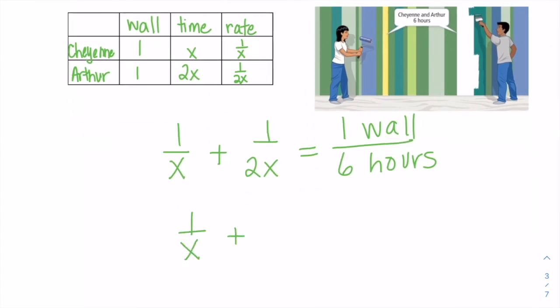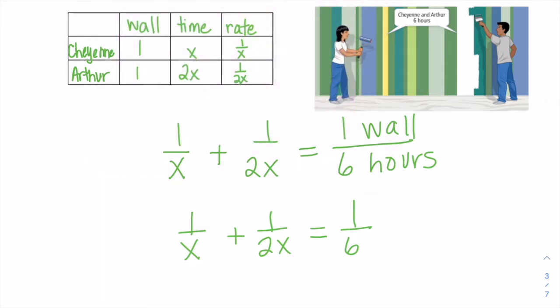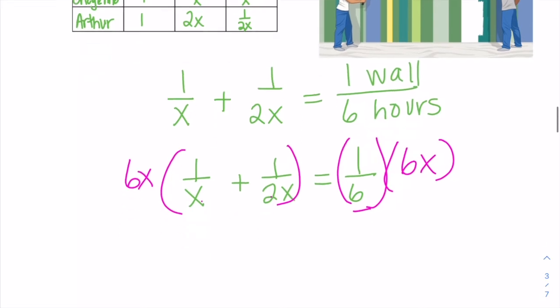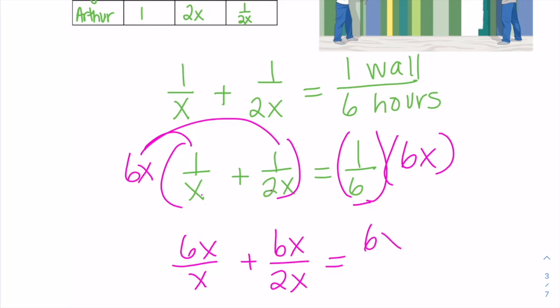So looking at these two fractions, we're going to have to find an LCD. So we know that looking at the left side, we need an X and a 2X. And we definitely need that 6 in there. So the LCD will actually be 6 times X. So multiply this by 6 times X. So we'll get 6X over X plus 6X over 2X equals 6X over 6.